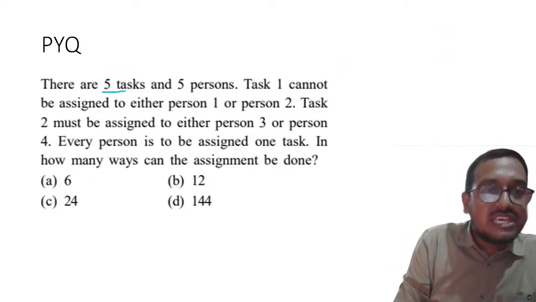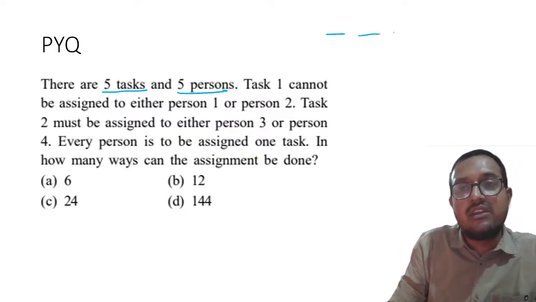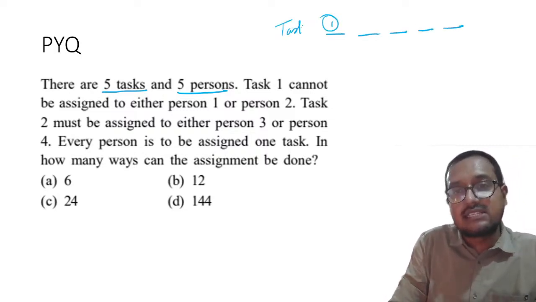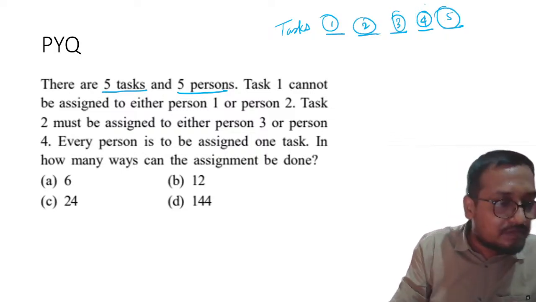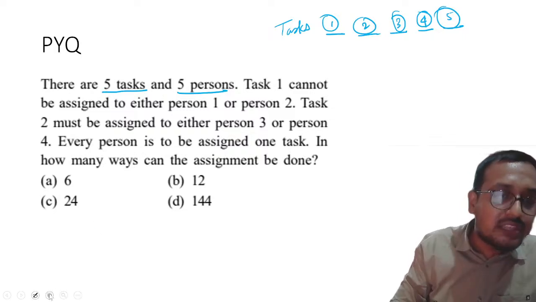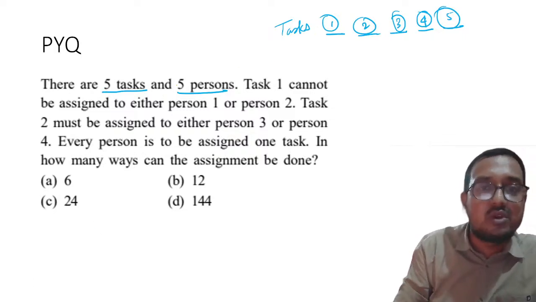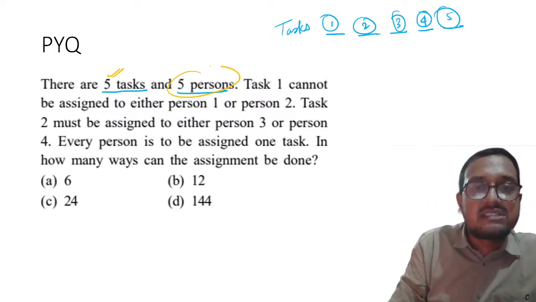Now see, 5 tasks, 5 persons. So let me put it like this. 1, 2, 3, 4, 5. Task 1. These all are tasks. Please remember task. 2, 3, 4 and then 5. 5 tasks are there. Okay, Karthikeyan, I will repeat it. I promise. Just focus on the next question right now because I have started it and then I will repeat it again. Okay. 5 persons are there.